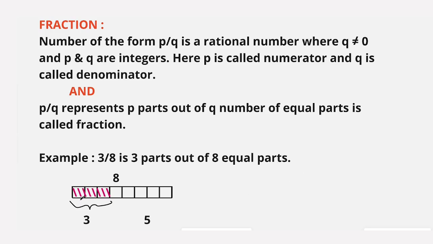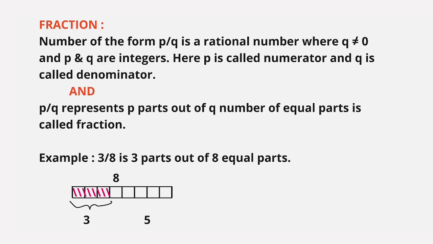Here in the diagram, there are 8 parts: 1, 2, 3, 4, 5, 6, 7, 8. And the shaded region is 3 parts out of 8 parts. So this portion is 3 upon 8. And the remaining portion is 5 upon 8. The remaining blank boxes are 5 boxes, which is 5 upon 8, 5 boxes out of 8 boxes. So this is the basic understanding or definition of fraction.